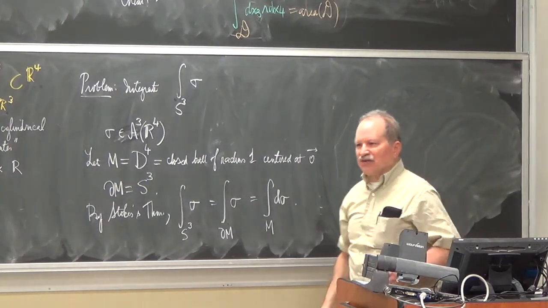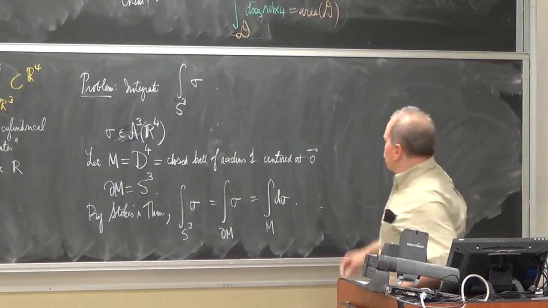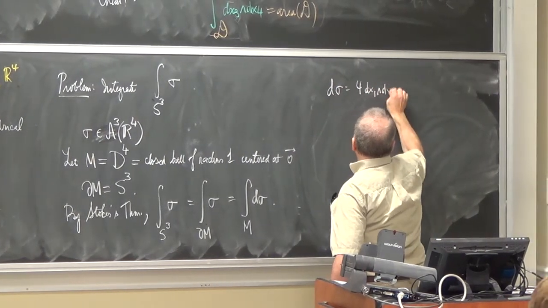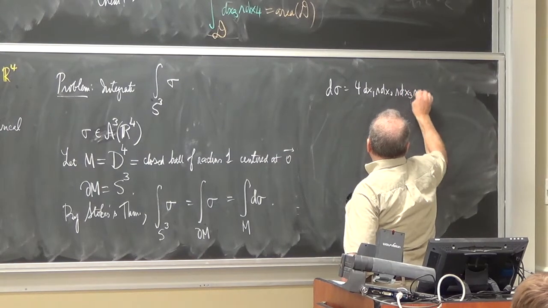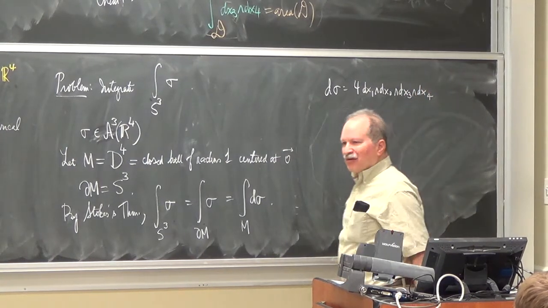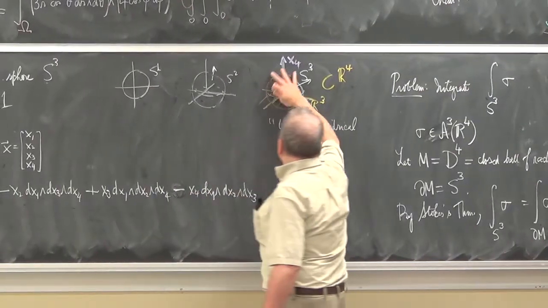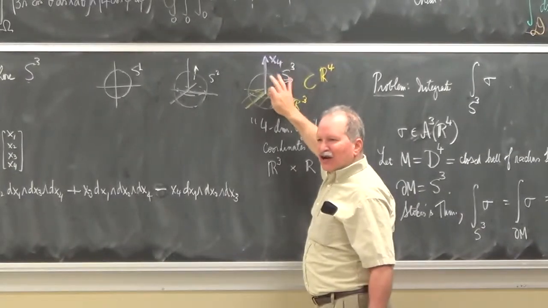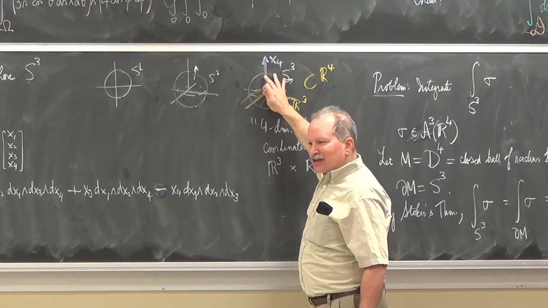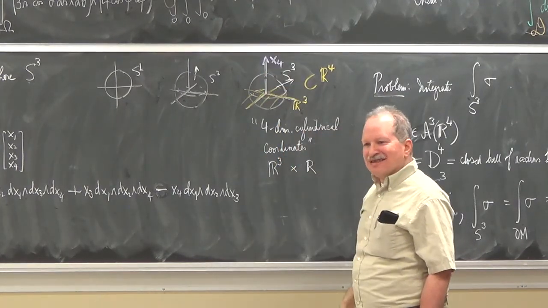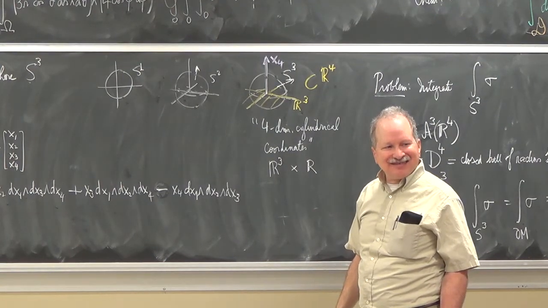Everybody understand how Dennis got that? So d sigma is 4 times the usual 4 form on R4. So, cool fact, which maybe you might have guessed, the 3-dimensional volume or surface area of the 3 sphere is going to be 4 times the volume of what's inside. Is that analogous to something you know?